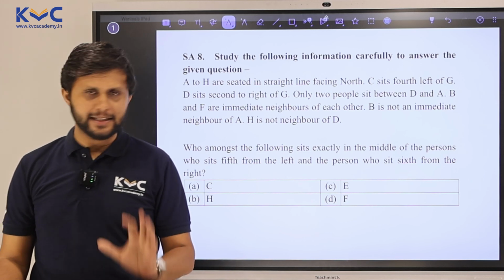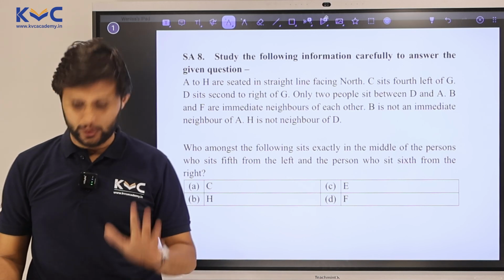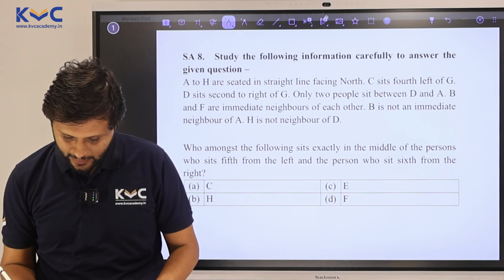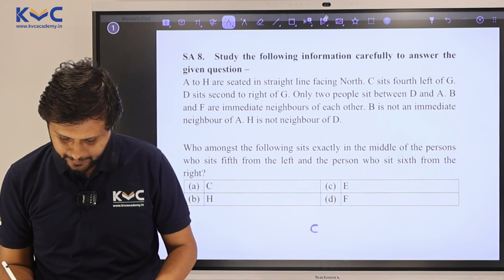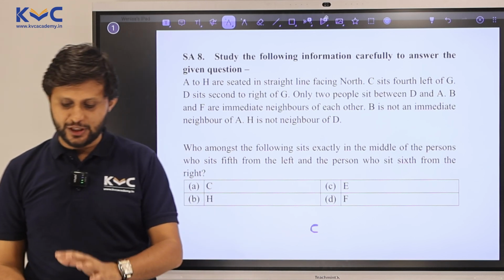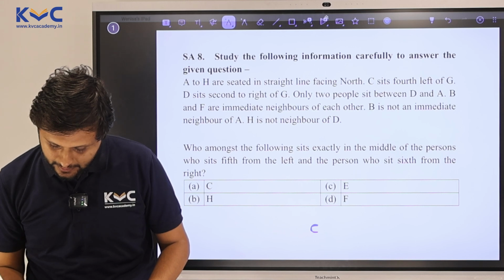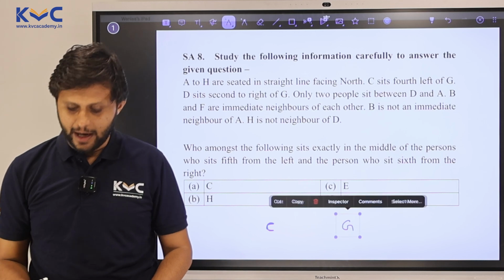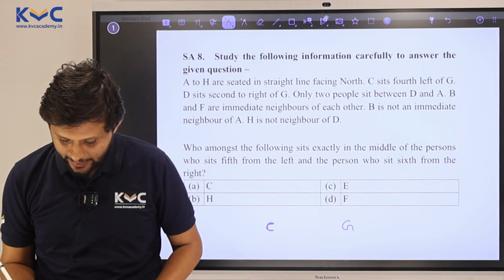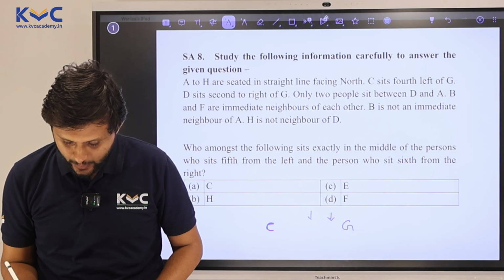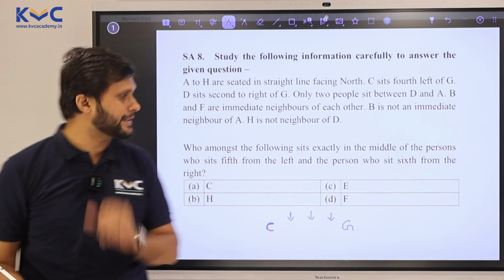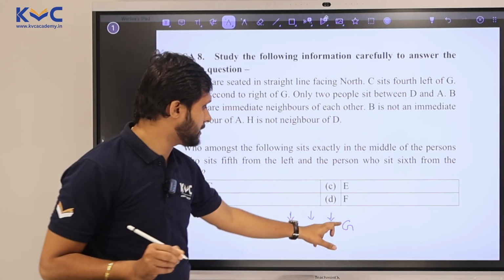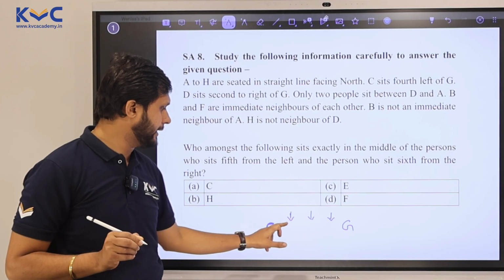A to H are seated in a straight line facing north. C sits 4th left to G. So I'll put C over here. 4th left to G. So G should be somewhere over here. C is here, G is here. And how many people are there in between? 4 left, right? So 1 is over here, 2 is over here, 3. 3 people have to sit in between. Do it slowly. C sits 4th left to G. G, 1, 2, 3, 4.